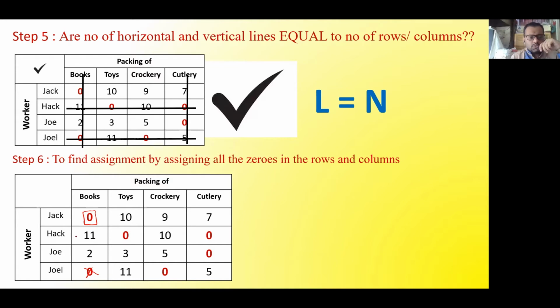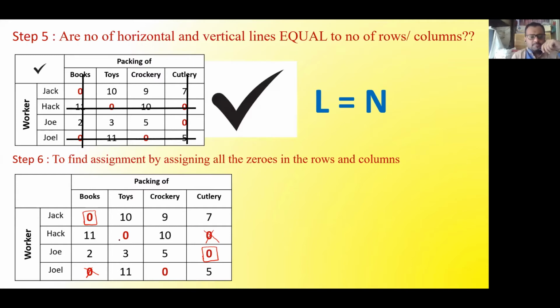Okay. Now come to the second row. In the second row, if I can see, Heck takes minimum cost for toys also and minimum time for toys also, and minimum time for cutlery also. Let it be. We will see it later. Come to the third row. If I see for Joe, Joe is taking minimum time only for cutlery. So he is the best person to assign this. So I will assign this, and because cutlery is already assigned, it cannot be assigned to any other person. So I will make a cross here.